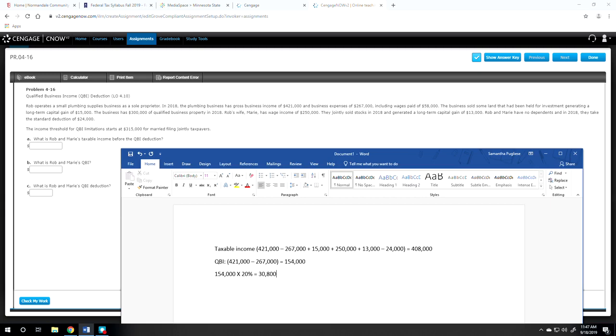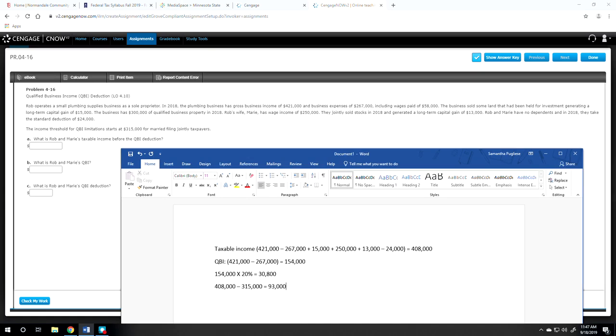So their taxable income exceeds that $315,000 for married filing joint taxpayers by $93,000. And $93,000 is their taxable income minus that $315,000. That's where I'm getting $93,000. Okay, so we have to do some extra stuff.